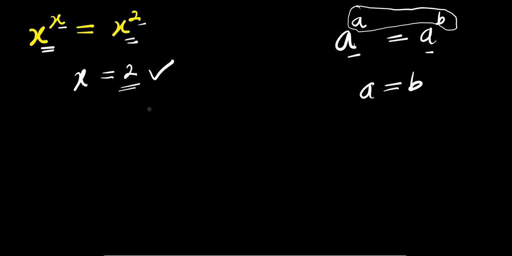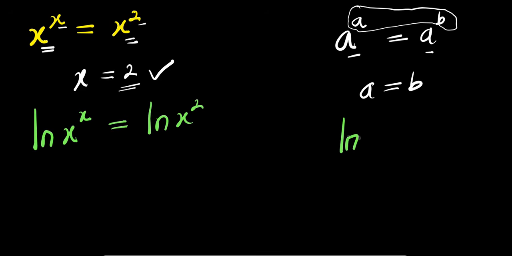This is in fact correct, but this is just one of the solutions. We can solve for the other value of x that will satisfy this equation, because it's not only one value of x that can satisfy it. To achieve that, we apply natural log. If you have natural log a power b, this equals b times natural log a.